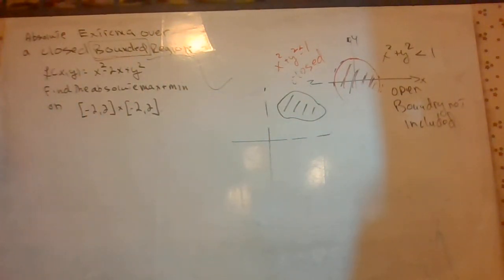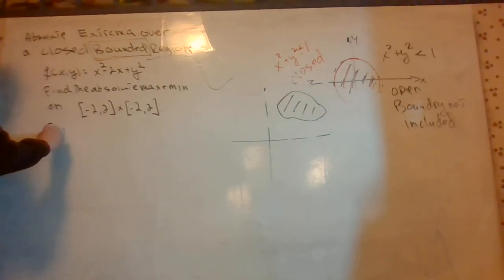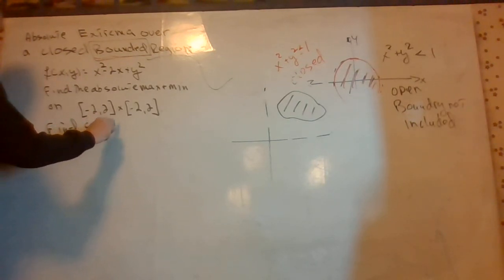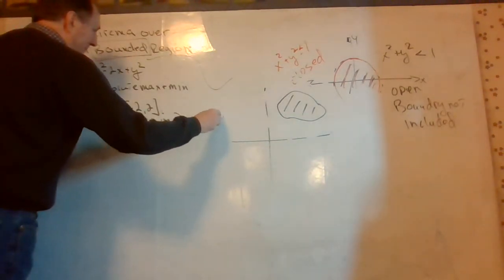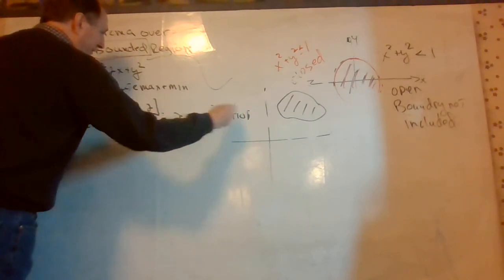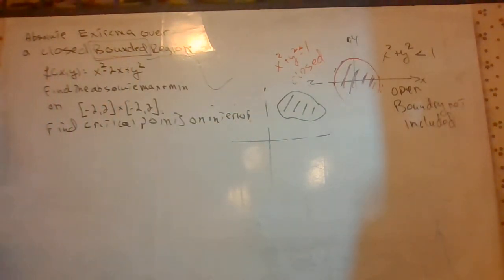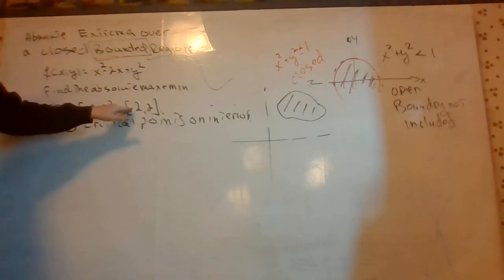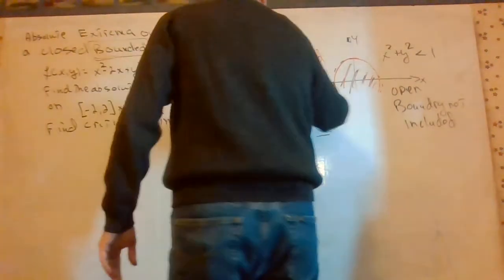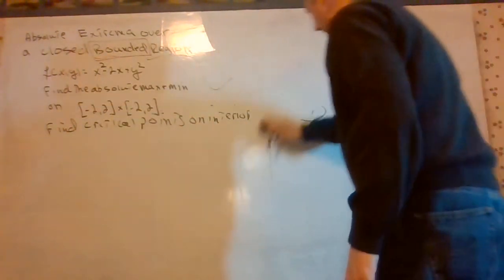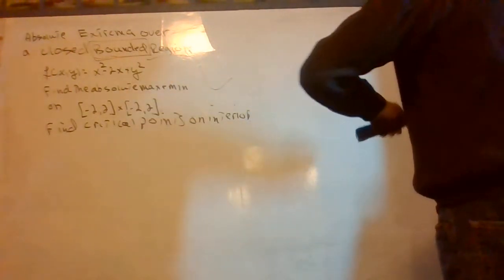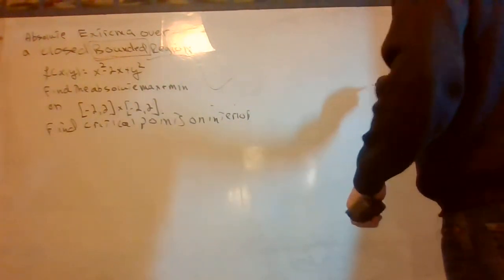And here's how we're going to do it. First of all, we're going to find critical points on the interior. Now we have the region negative 2 to 2 and negative 2 to 2. That's what's called a Cartesian product. We're basically saying x is between negative 2 and 2, y is between negative 2 and 2. And I'll draw the region over here for reference. We will need it. Okay, let's draw it over here.